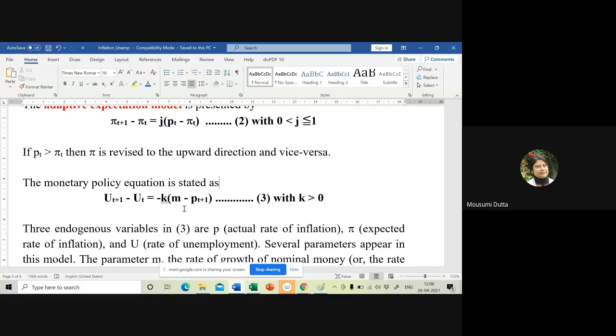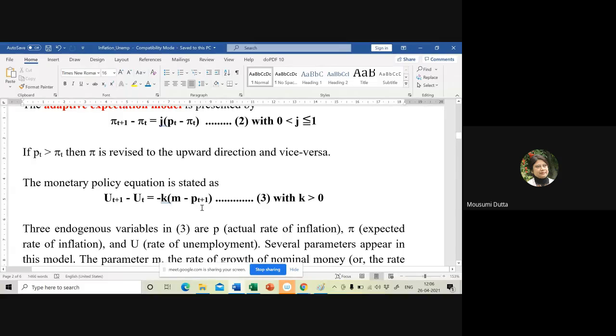The rate of growth of unemployment in the next period minus the rate of growth of unemployment in the present period depends on this expression. Now this is a negative function of m minus p(t+1).